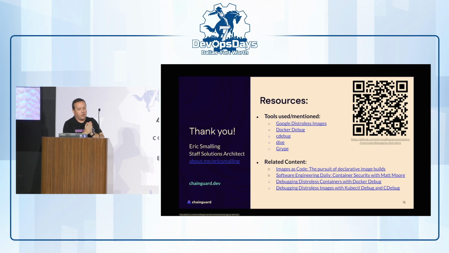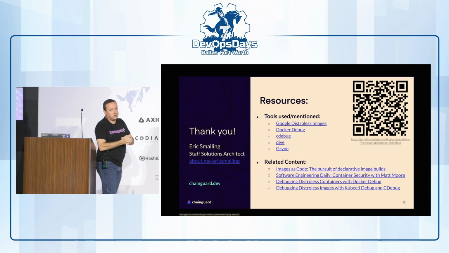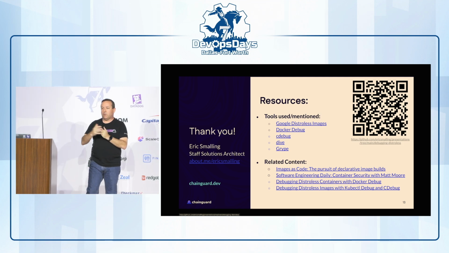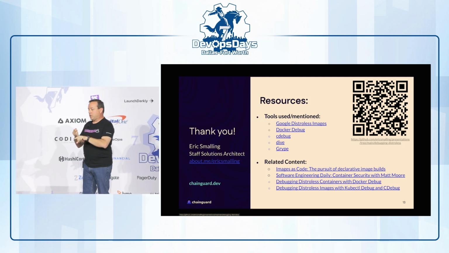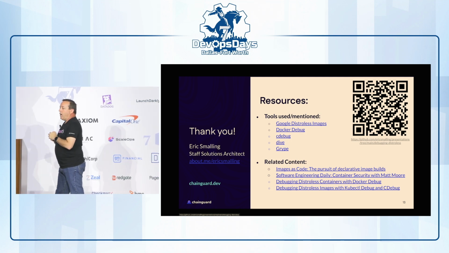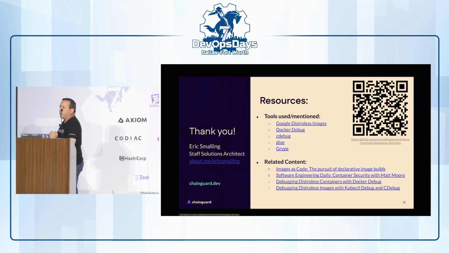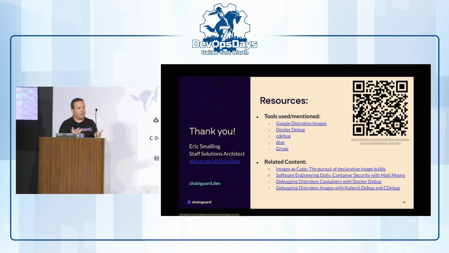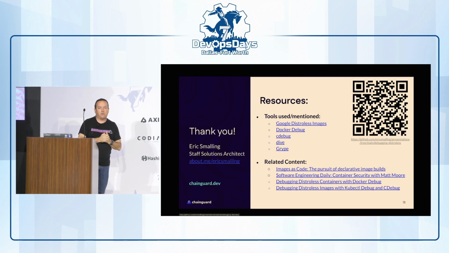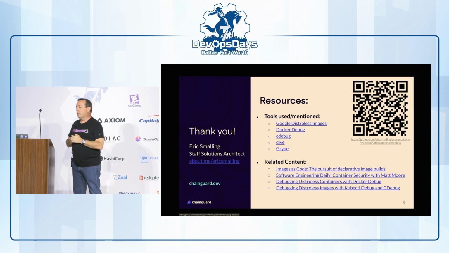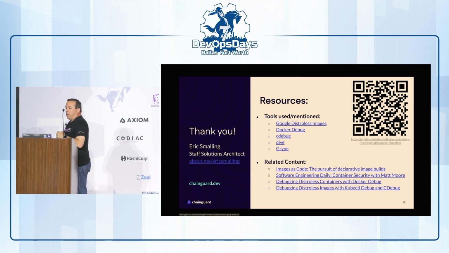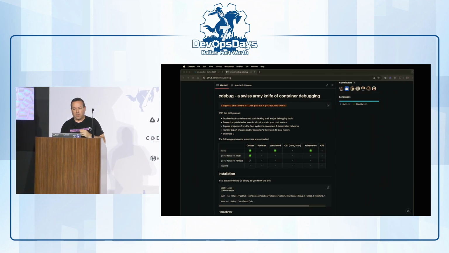So the things I mentioned here, we talked about Google distroless images, that project. That's a link to the GitHub repository for them. They have many images. They have Node, Python, Java, and others. I talked about Docker debug. So if you are a licensed Docker user and want to use that tool, that's the link to go see that. You could also, from there, go look at Docker Desktop if you don't already have it, if you care to use it. cdebug, I've got that open right here.